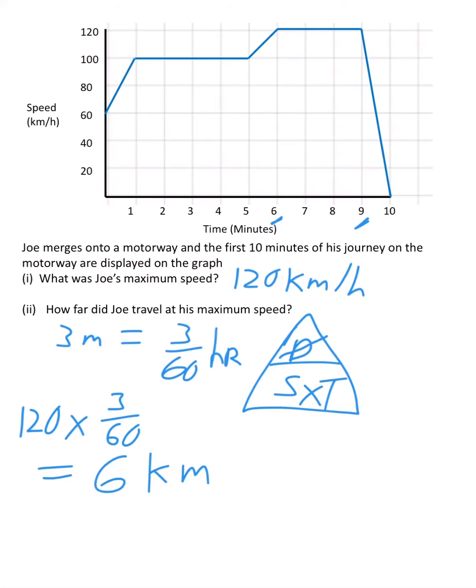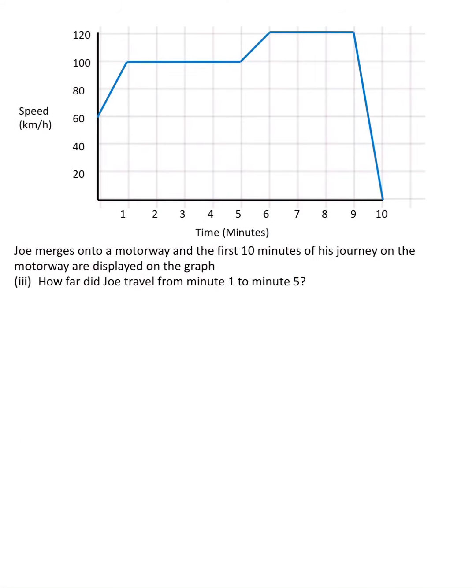Okay, let's have a look at the next question. The third question then, how far did Joe travel from minute 1 to minute 5? Minute 1 and minute 5 here, and we can see during those minutes he's traveling at 100 kilometers per hour. Again, we have 4 minutes, but I want to write that out of an hour, so that would be 4/60 of an hour.